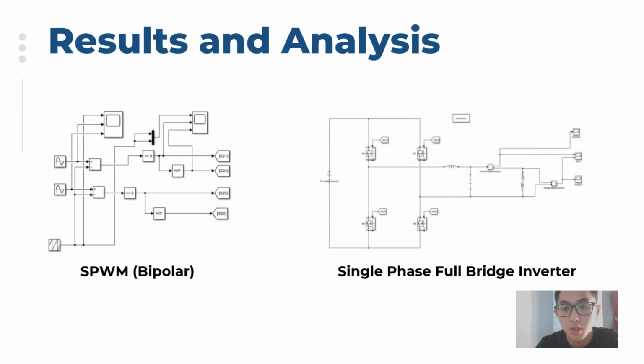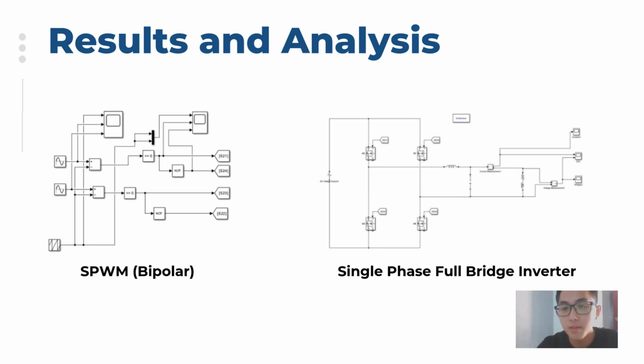So actually, we have two parts here. The first part is the SPWM for bipolar. In this bipolar SPWM, we have two sinusoidal reference signals and one triangular carrier signal. In this technique, the reference sinusoidal signals will be continuously compared with the carrier signal, and then the output will be S21, S22, S23, and S24.